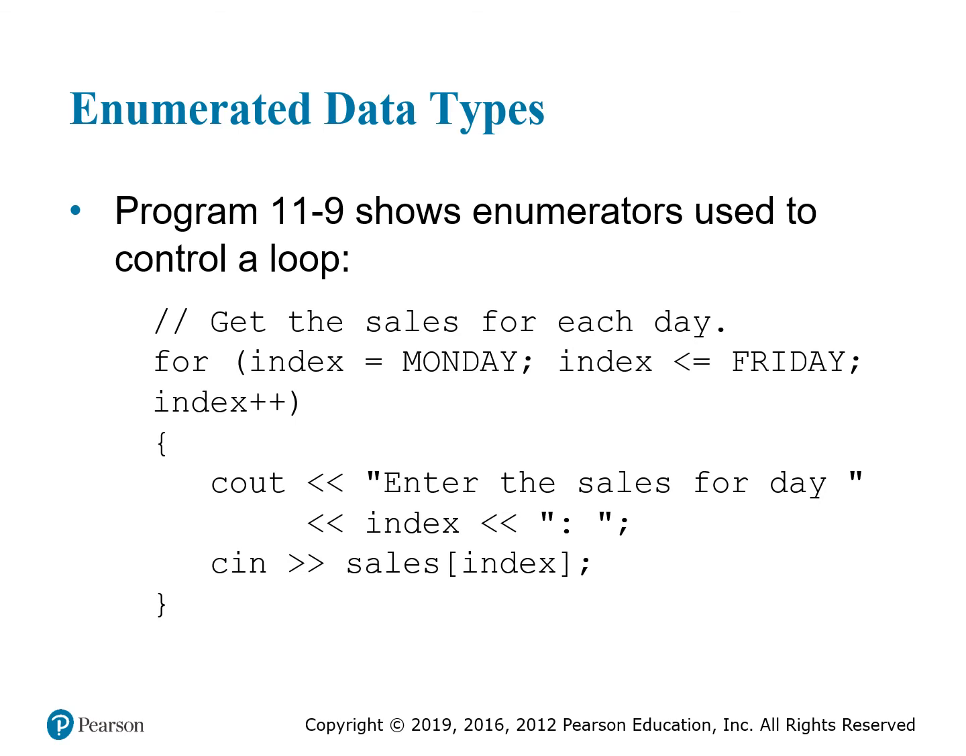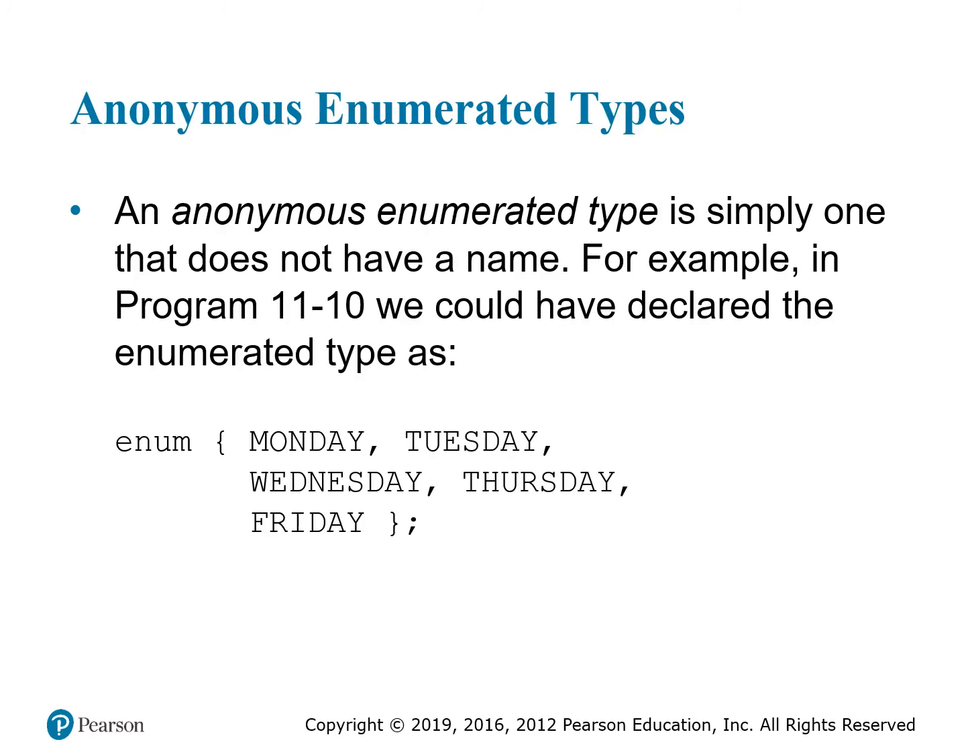Okay, program 11.9 shows enumerators used to control a loop. So you can use the indexes that you get from Monday and Friday to power a for loop. You can also just use a type day as the variable in the for loop. We'll get to that in a minute.